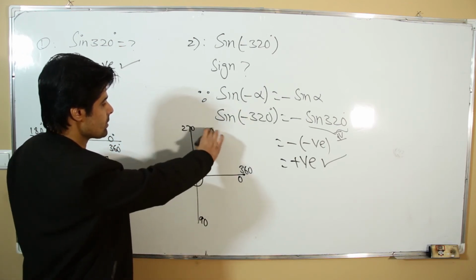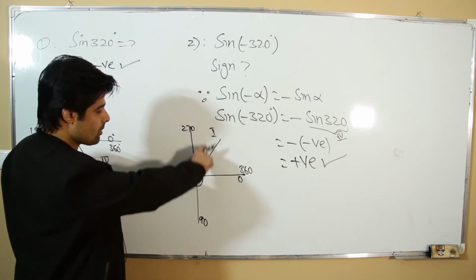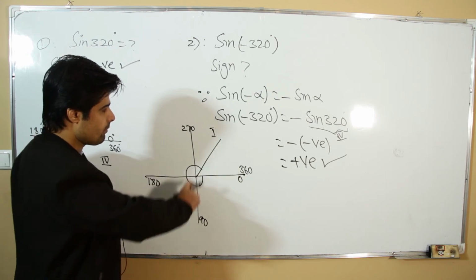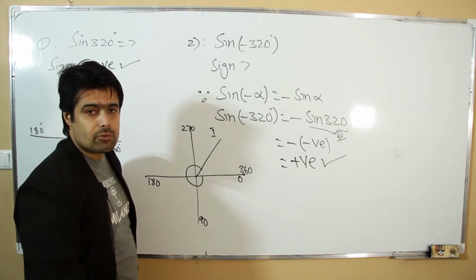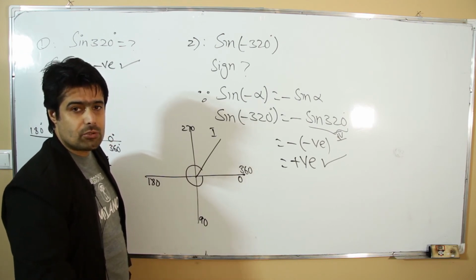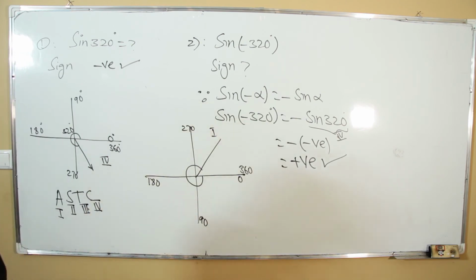Now this is your first region. If this one is your first coordinate, all the values of the angles of the trigonometric ratios are positive. So it is positive. Write it, please.